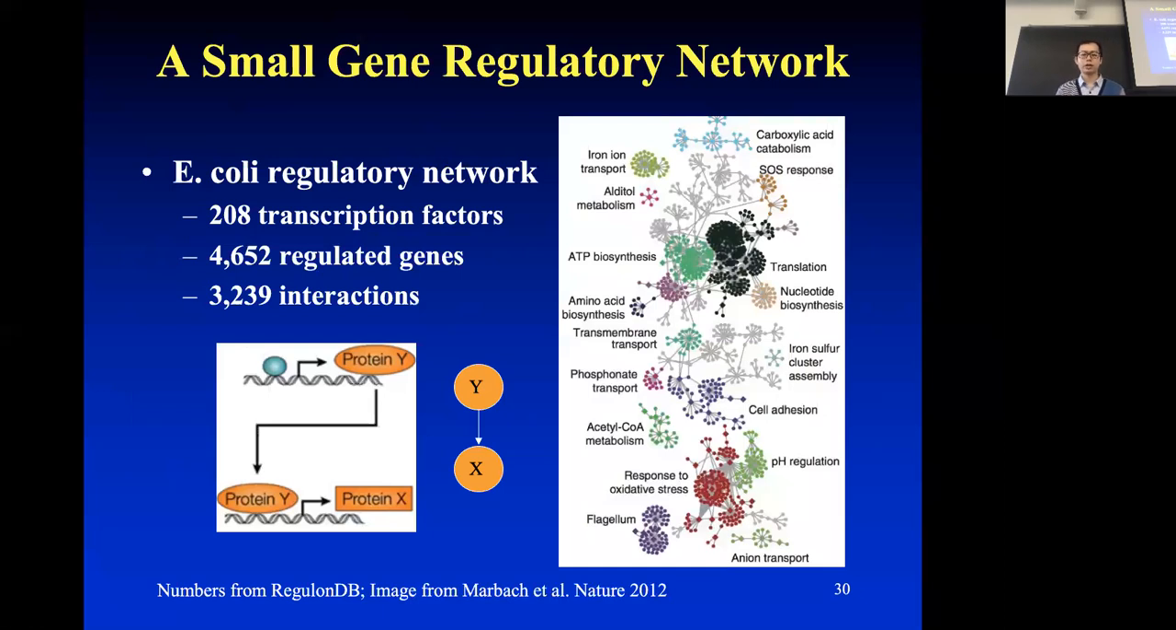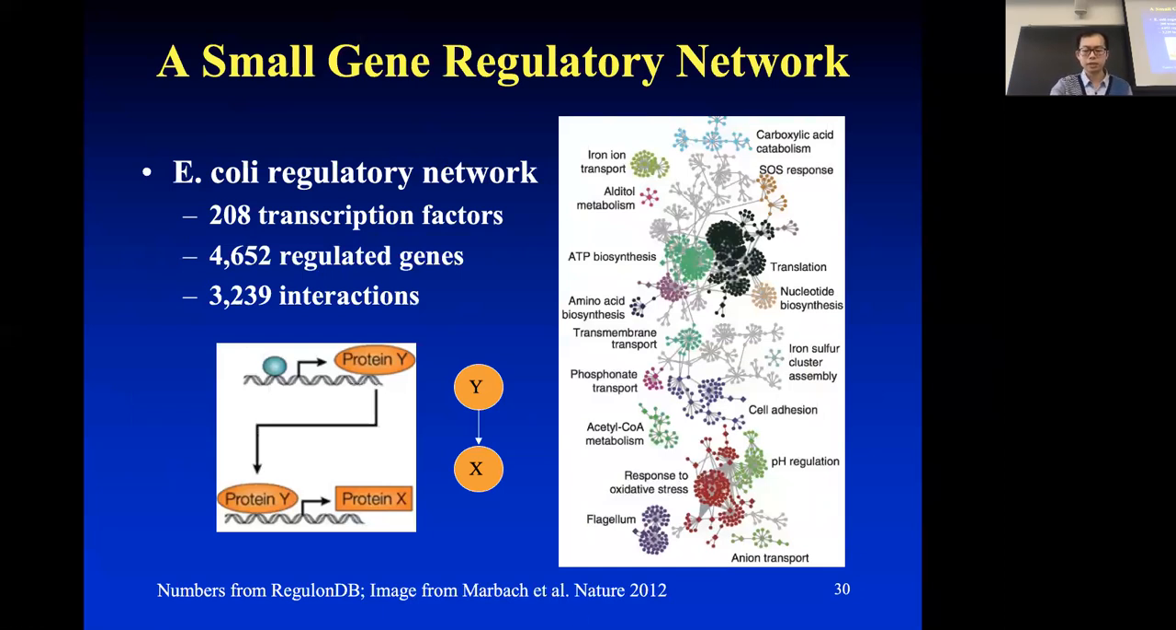Because this transcription network is so important, wherever people draw this network, they also try to annotate it. You can see different parts of the network relating to the function of these cells. But whatsoever, this is E. coli, a very simple species.